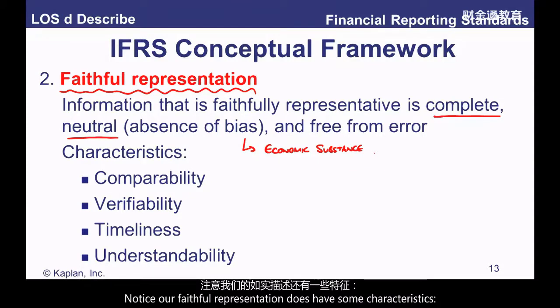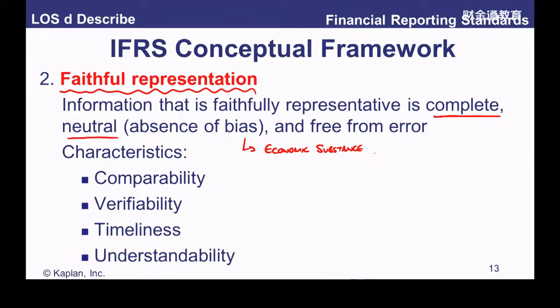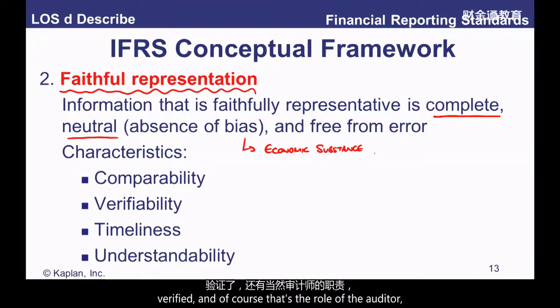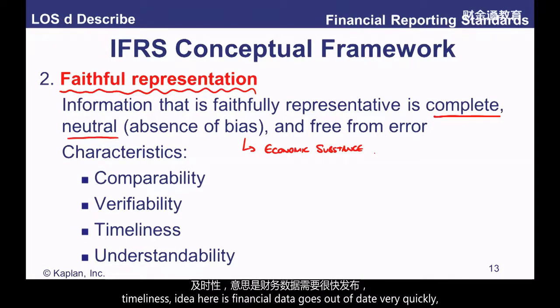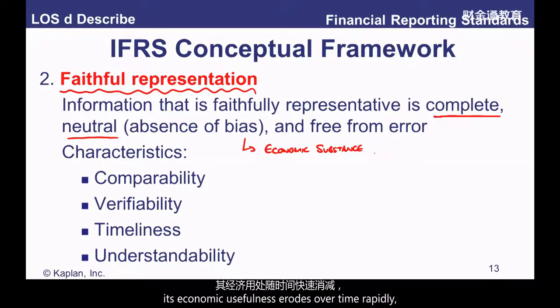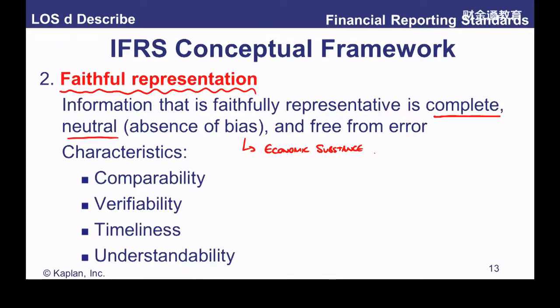Now, notice our faithful representation does have some sub-characteristics. Comparability, we should be able to compare data year on year. Verifiability, the data in financial statements should be able to be verified, and of course that's the role of the auditors. Timeliness, the idea here that financial data goes out of date very, very quickly. Its economic usefulness is going to erode over time quite rapidly. Therefore, there's going to be more relevance to a set of accounts the earlier they are released after the company's year-end date. Now, the problem is you do have a little bit of a trade-off between these two.